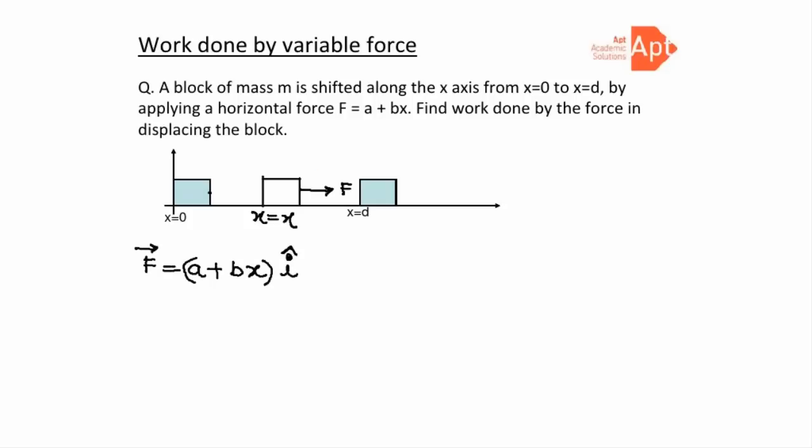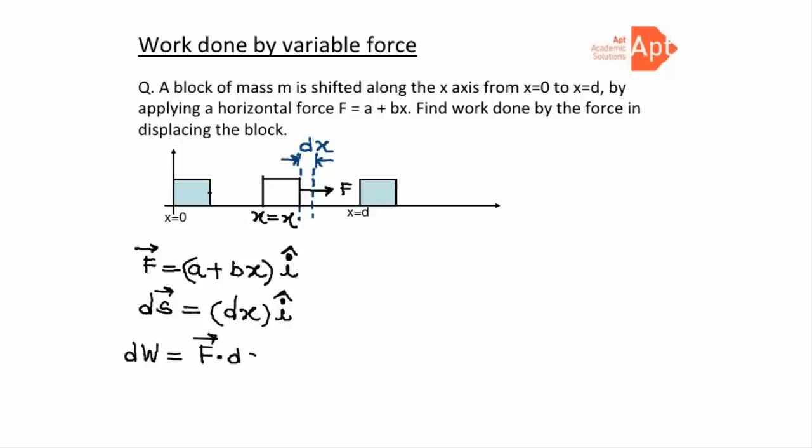For a very small displacement of this block, say the block is displaced from this location to this location, this length is dx. So we have this displacement ds vector as dx i cap. Now writing dw, or the work done for this small displacement ds by this force, it will be F dot ds vector, whose value will be (a + bx) times dx.